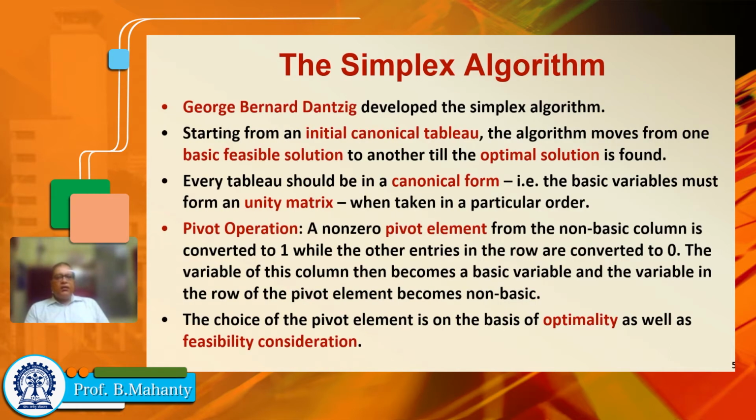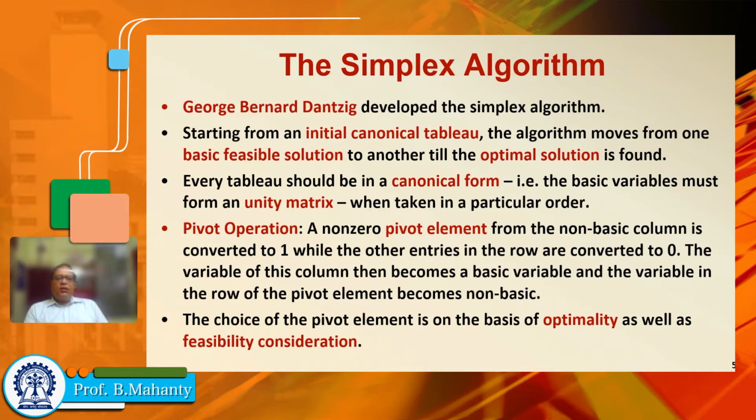So once again, I have shown this earlier, but anyway, I repeat that George Bernard Dantzig developed the simplex algorithm, and starting from an initial canonical table, the algorithm moves from one basic feasible solution to another till the optimal solution is found. Now, every table should be in a canonical form, that is, the basic variables must form an identity matrix when taken in a particular order.